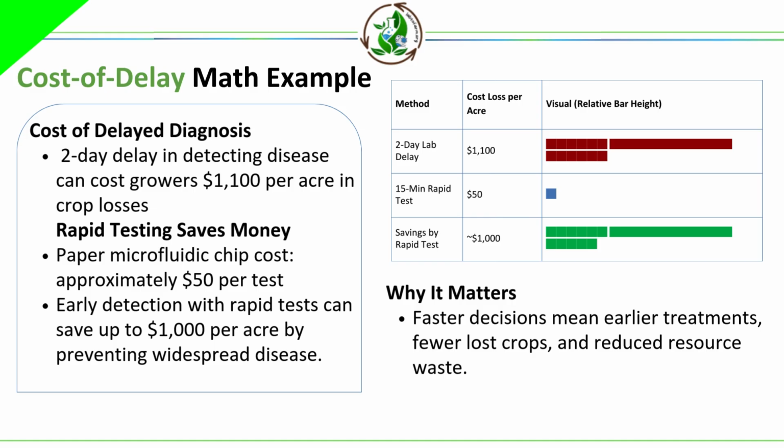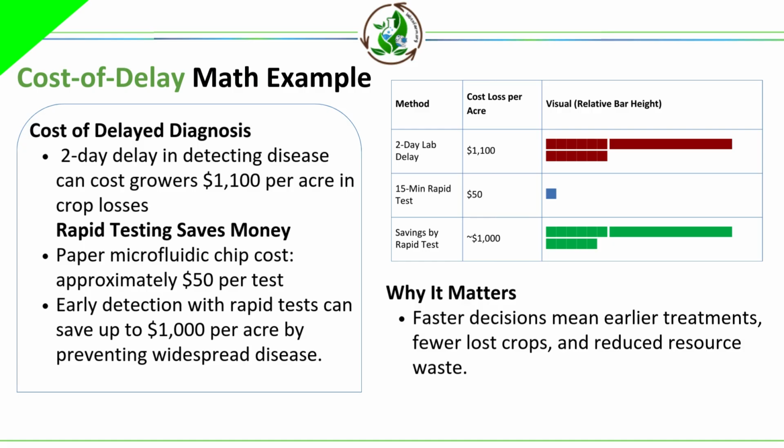This slide answers a simple but important question. Why does speed really matter in plant disease diagnostics? We're going to walk through a quick cost example to see how even a short delay can turn into a big financial loss, and how rapid tests can flip that equation. Imagine a disease moving through a field where unchecked crop loss is about $4,000 per acre per week. If diagnosis is delayed by just 2 days, that's roughly 2 out of 7 days in a week, so about $1,100 per acre in losses.